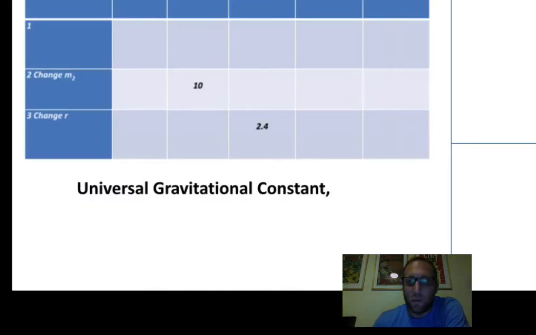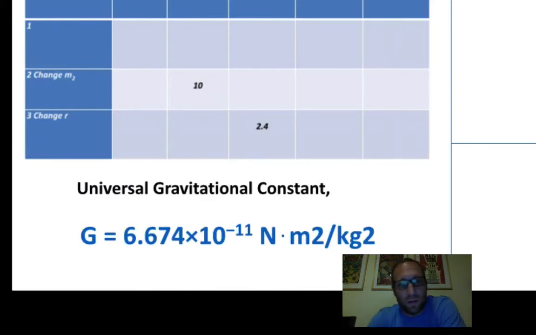So hopefully you have got an answer that is close to this: 6.674 times 10 to the minus 11 newton meters squared per kilogram squared. That is the value for big G. Hopefully you got there. If not, that is it. It's in your data booklet and you will be using it a lot. You'll be using it right now.